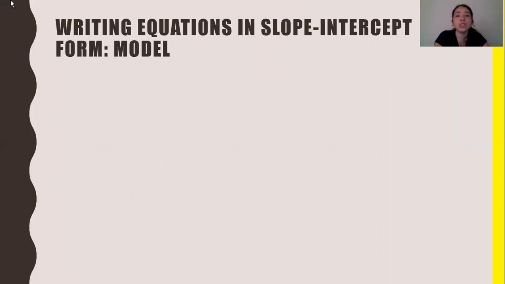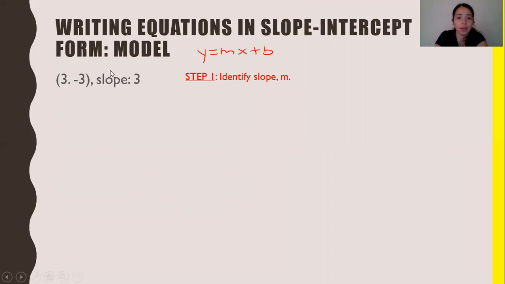So now we're going to go ahead and write an equation in slope-intercept form when given a point and given the slope. So as a reminder, always, slope-intercept form is y is equal to mx plus b. So our step number 1 is going to be to identify slope as m. So in this case, if we look, our slope is 3. So they tell us what our slope is. We're just going to write it as m equals 3.